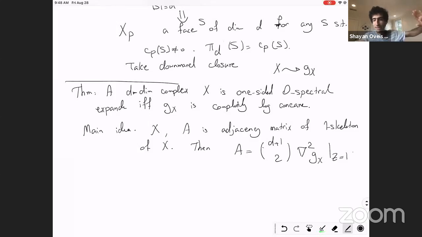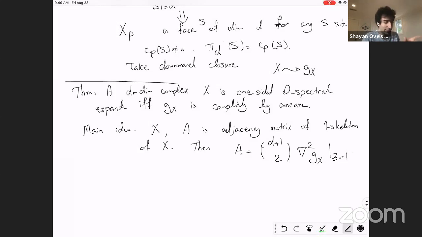So the adjacency matrix of the one skeleton is exactly the same, after a normalizing factor, as the Hessian of the polynomial at all ones. Now, why is that important? Because we said that if a polynomial is log concave, then the Hessian of the polynomial has one positive eigenvalue and the rest are negative. So this says that the adjacency matrix of the one skeleton has one positive eigenvalue and the rest are negative.